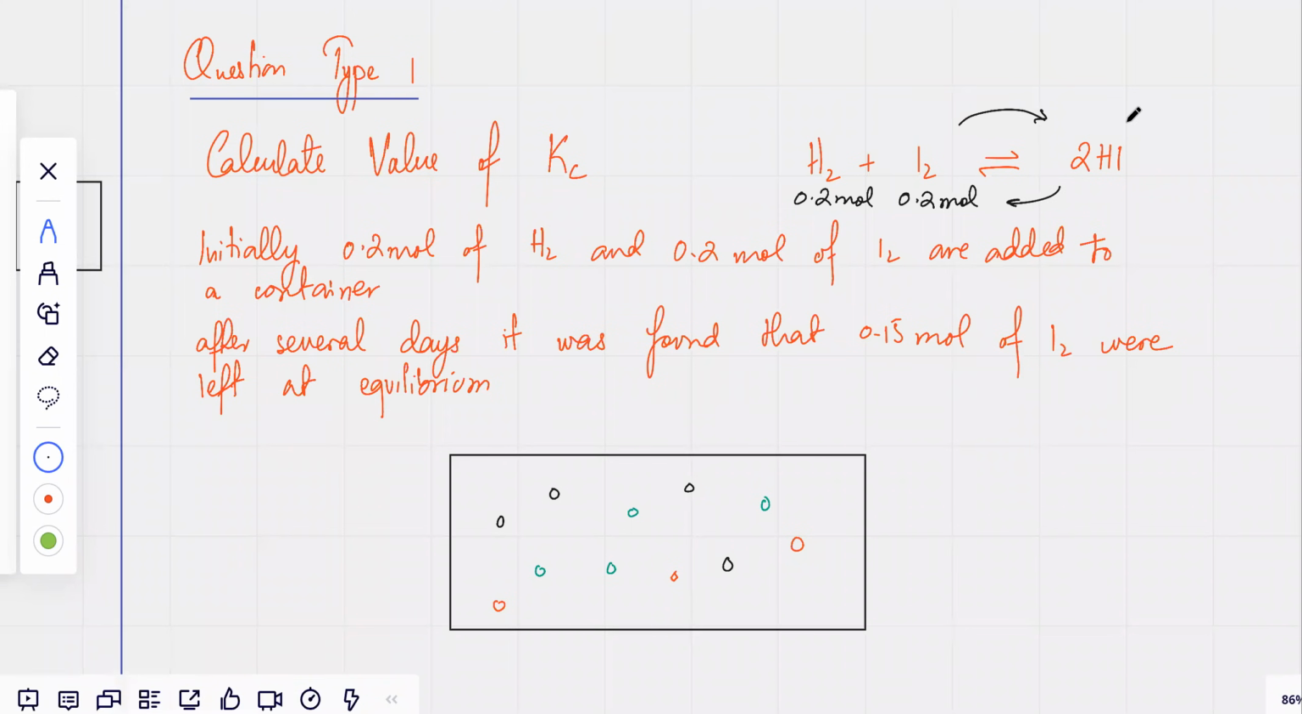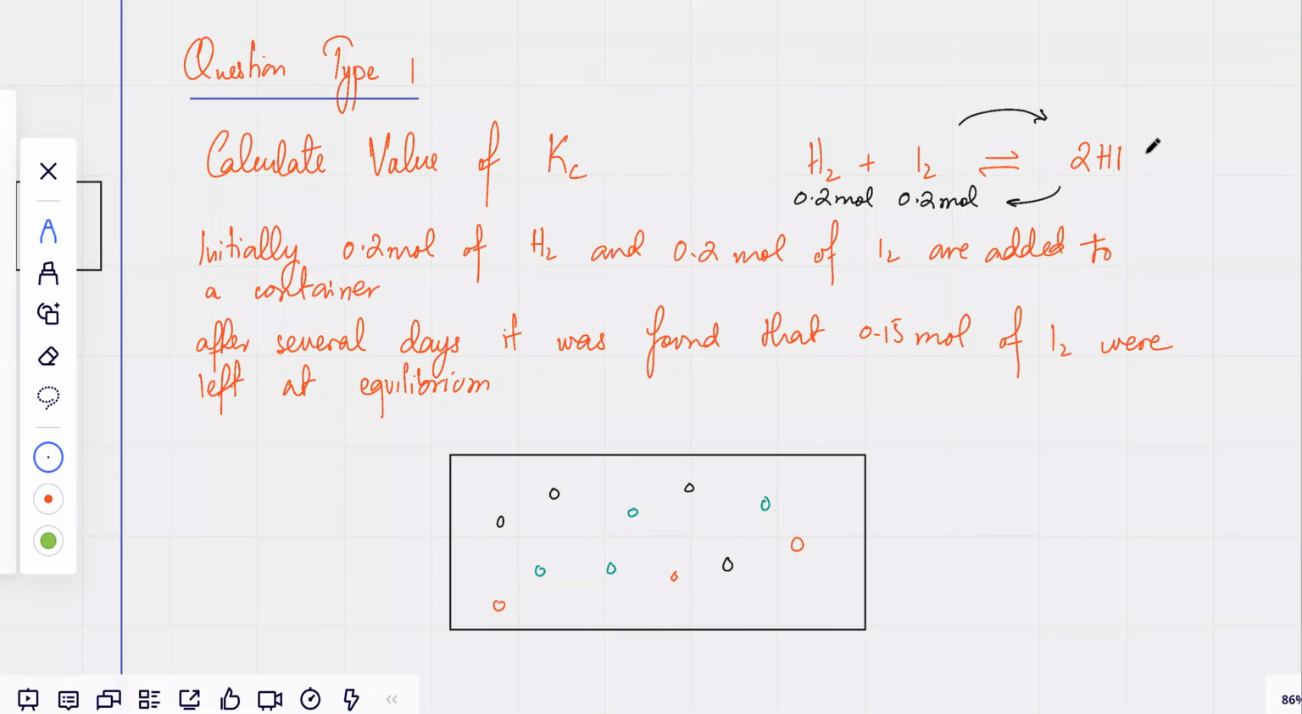And when enough HI is formed, eventually there would come a point when the reverse reaction would also start. Like when you have HI molecules, the HI molecules might start reacting with each other, and they would start forming H2 and I2 back again, and that's when an equilibrium is reached. So after several days, it was found that an equilibrium is reached.